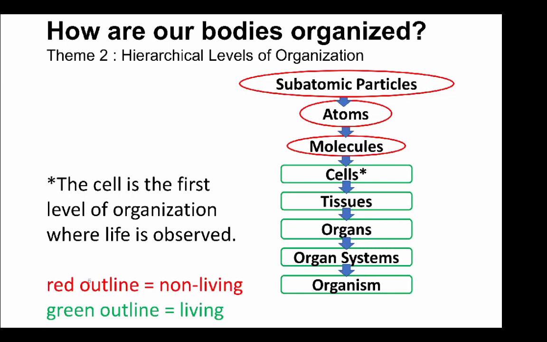All right, question two. How are our bodies organized? And the answer to that is in hierarchies. A hierarchical organization means that you have a limited number of small pieces that are organized into a larger structure. And all life is organized in this way.